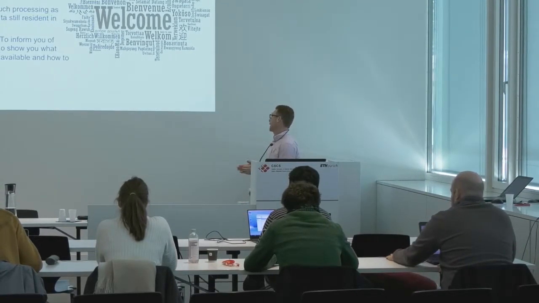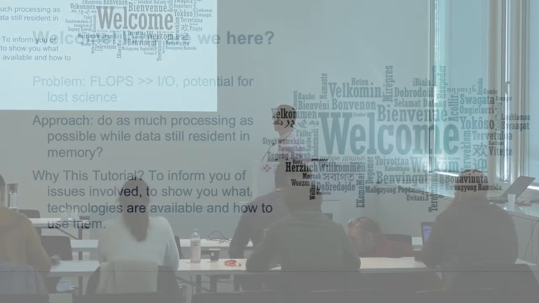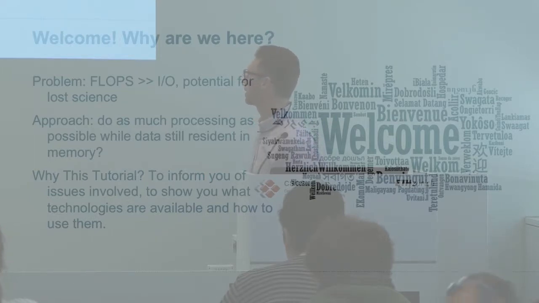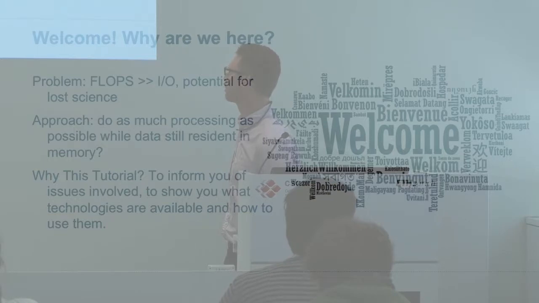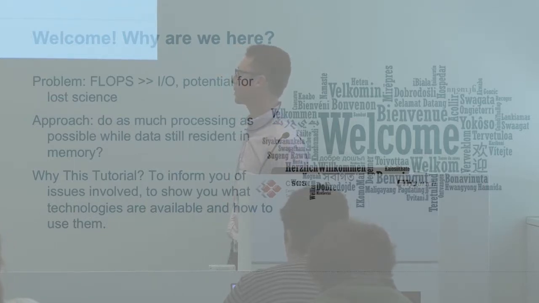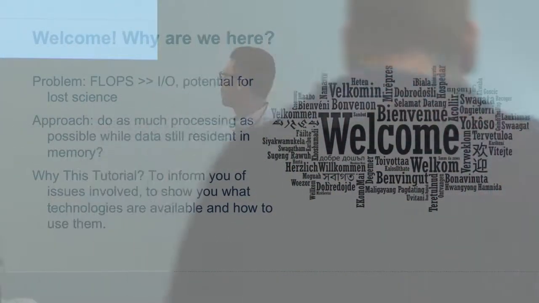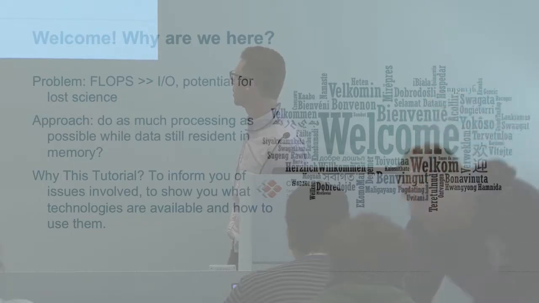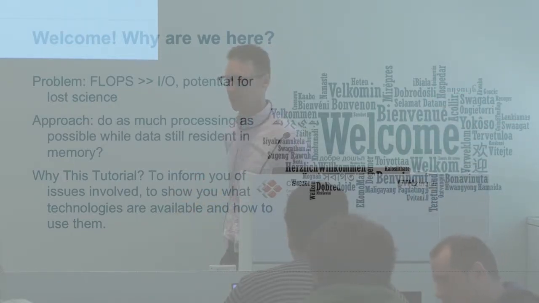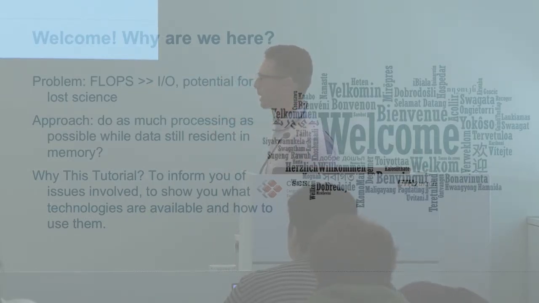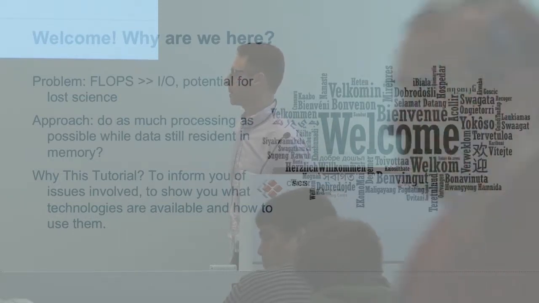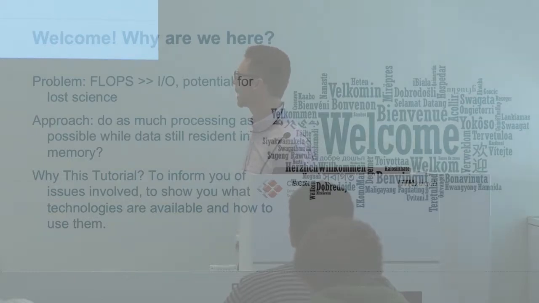So, welcome, why are we here? Good morning. The problem that we face is that flops, the capacity to generate data and the floating point throughput of supercomputers, is growing much, much faster than the capacity for I/O. The problem with that is that there's a potential for less science, in addition to all the practical matters of managing all of that data. So the approach: can we do as much processing as possible with the data still resident in memory? That reduces the amount of data movement, and you get access to everything that you compute, rather than what is possible to save with limited I/O resources.